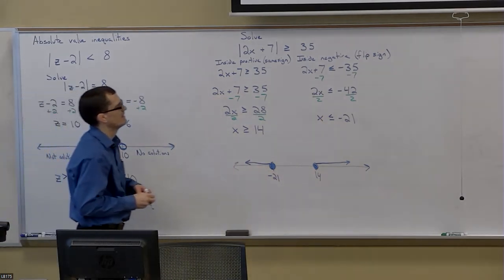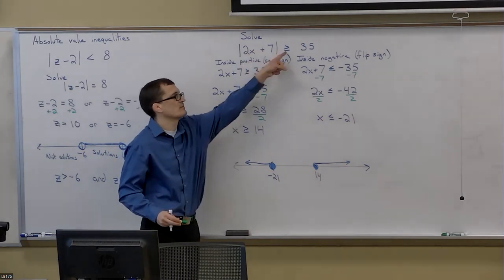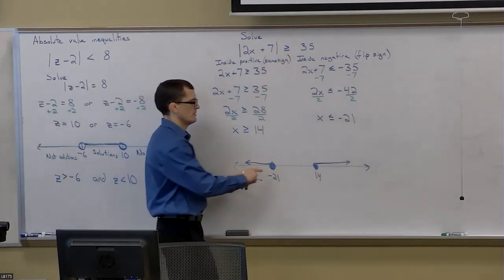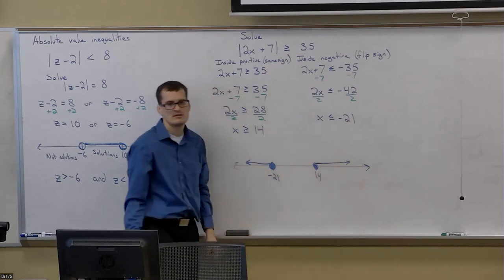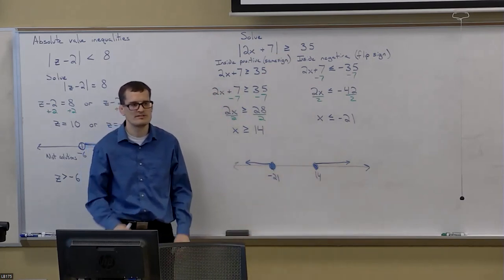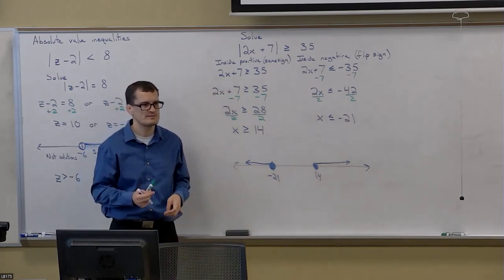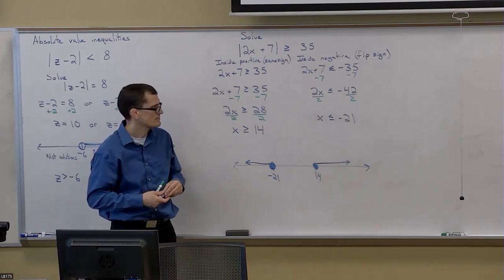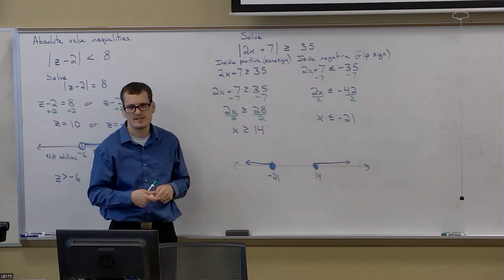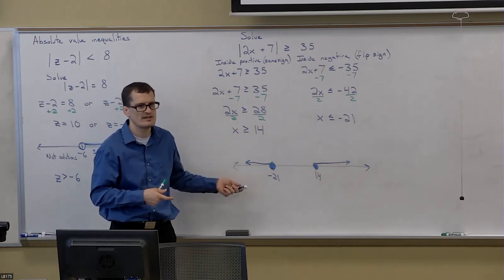Notice once again, here we had absolute value greater than or equal to a number. We got the sections that were pointing both on the outside. Any questions about this technique?